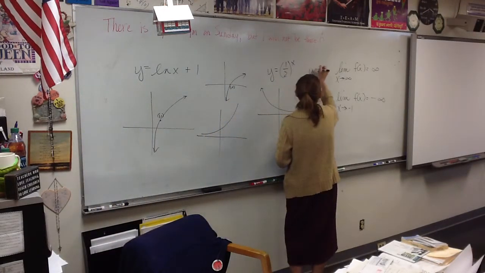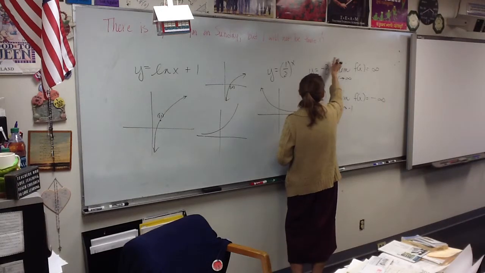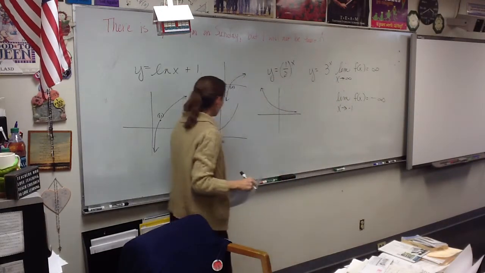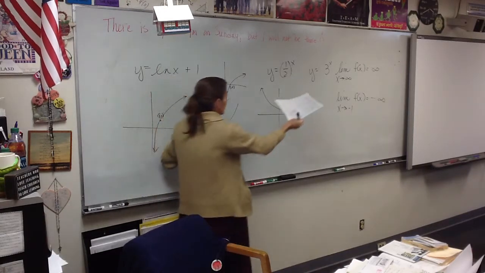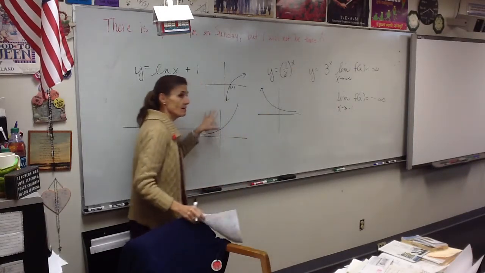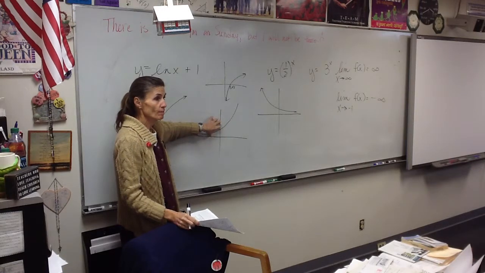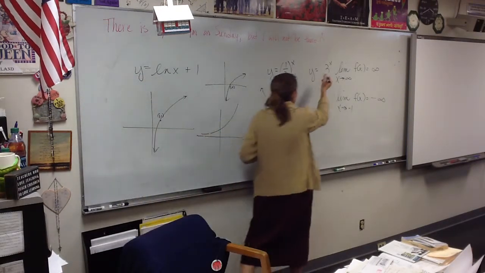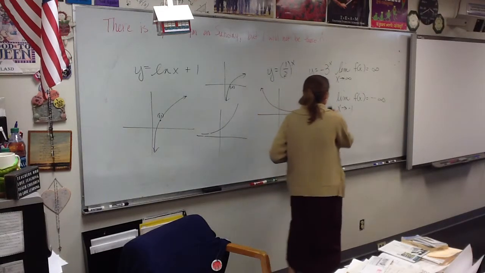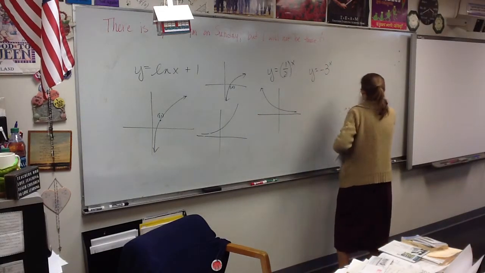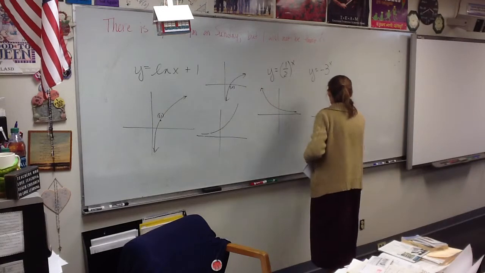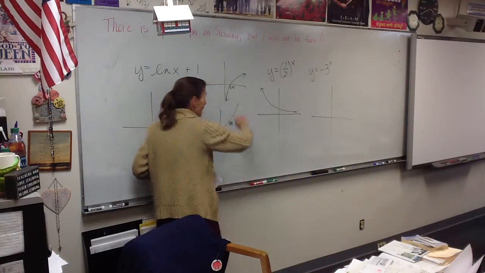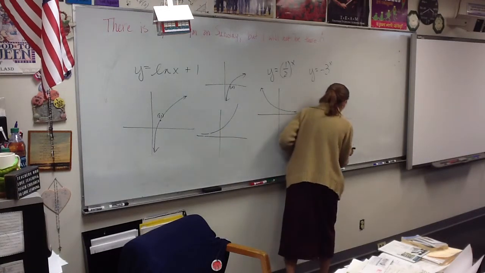Y equals negative 3 to the x. Now, take the negative out for a minute. That looks like this. This is the exponential picture. When you put a negative in front of it, what does that do? Flips it across the x-axis, upside down. So instead of looking like that, it's going to look like this.